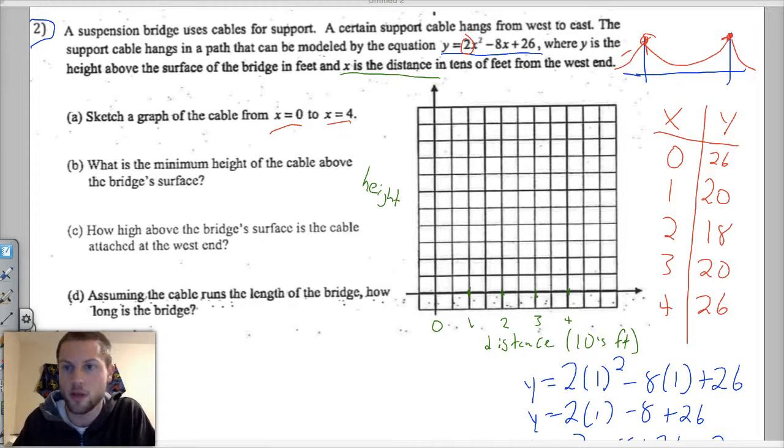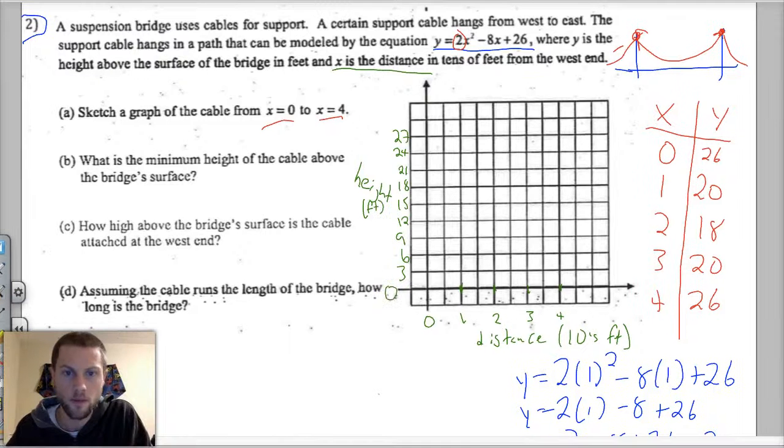So what I'm going to do is, it looks like my highest point in my y is 26, and I've got 1, 2, 3, 4, 5, 6, 7, 8, 9, 10, 11 boxes. I think I'll go up by 3s here. So I'm going to scale this, and then we'll come back here.